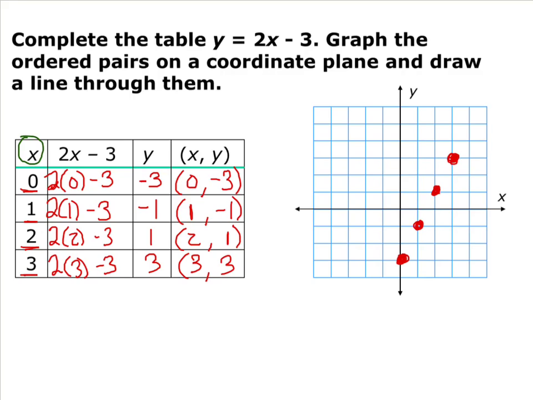And let's draw our line through that. And there we go. You guys can do that. Good luck.